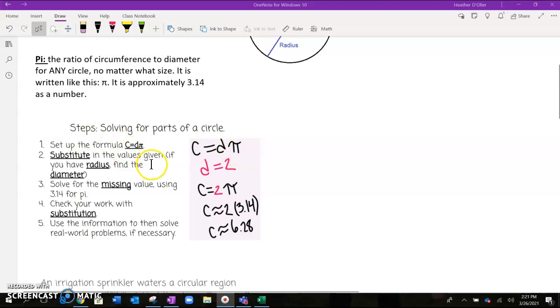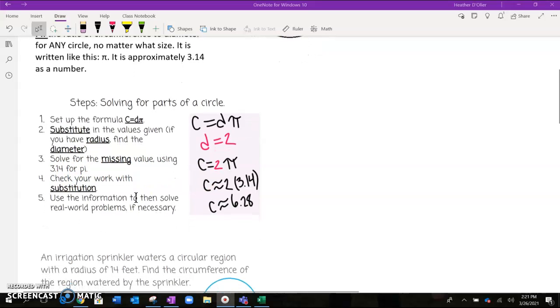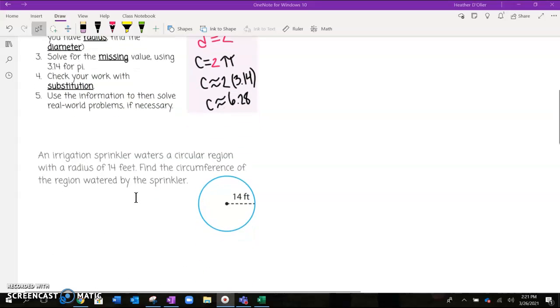Substitute in the value given, so circumference or diameter. However, if they give you radius, you have to find diameter. So just a side example, if radius was 2, diameter is 4. So I would substitute 4 in for diameter. Solve for the missing value using 3.14 for pi. Check your work, use the information if you need to.